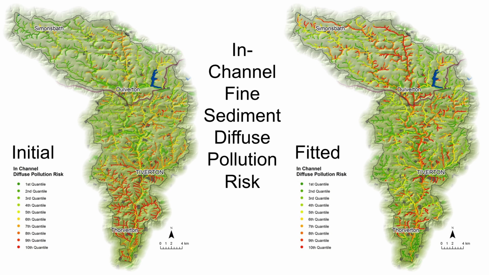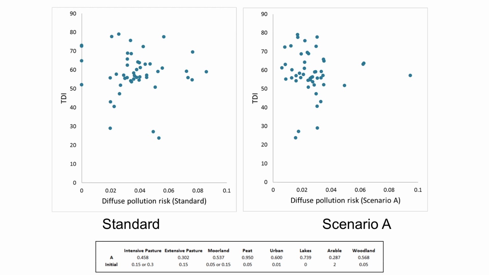So here's a sort of standard approach versus a fitted approach. And you can see it turned it completely on its head. Now the highest values are further up in the catchment. And for each of those, this is a graph showing diffuse pollution risk against the trophic diatom index. And interestingly, you could probably say that the standard approach captured the data better than the fitted approach, although, being ecological data, it's quite messy, so it's difficult to say whether either of them are really doing that.